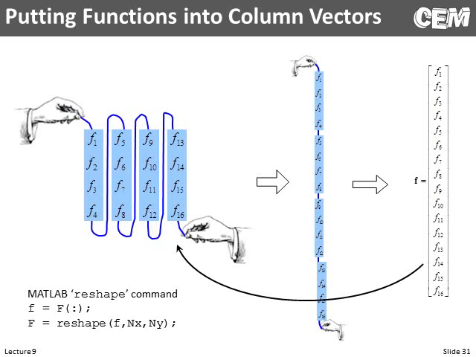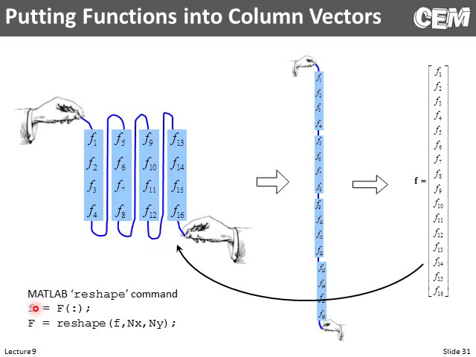Another way you can visualize this: imagine we have a grid and we string some kind of rope through this, and we grab it on either side and pull it tight, and then all of a sudden here is our column vector. Now, pulling the string, MATLAB has a command to do that. Let's say we have f, which would be a two-dimensional array. If we say, in just one parenthesis, a colon, we'll come out with f, which will be a column vector.